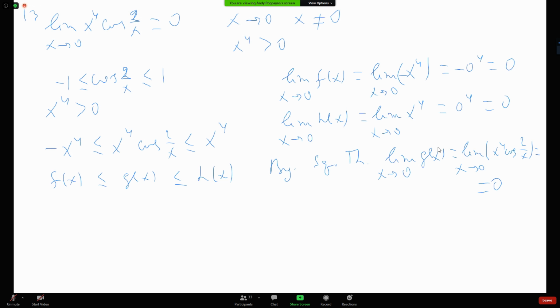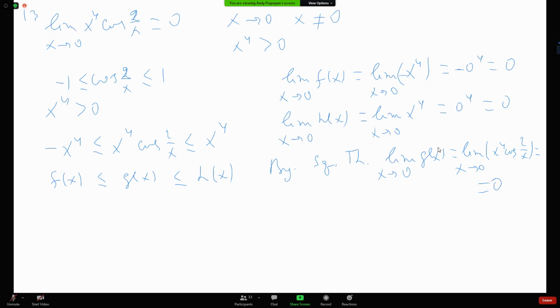So we estimated x to the 4 cosine 2 over x; it is between negative x to the 4 and x to the 4. The limit of x to the 4 is 0, and the limit of negative x to the 4 is 0 as x approaches 0. That means the limit of g of x, which is between those two, is also 0 by the squeeze theorem.